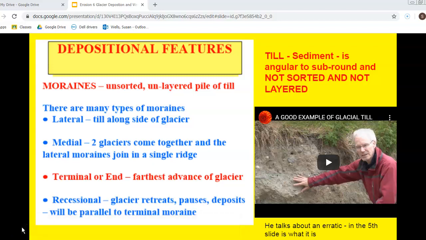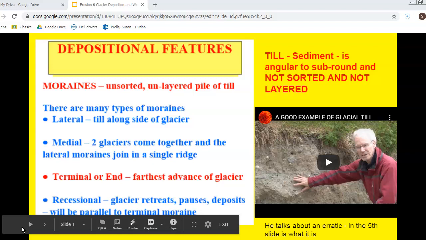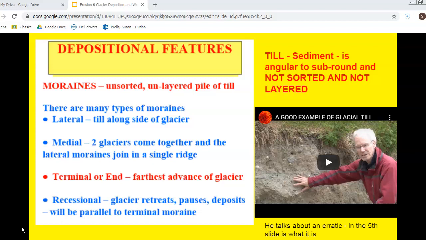We have just finished talking about erosional features of glaciers. Now we're going to talk about a few depositional features, and one that you've already come across is the word moraine. There's a whole bunch of different types of moraine, but all of them are unsorted, unlayered piles of till. And till is just sediment that is sometimes angular, sometimes subrounded, depending on where it is within the glacier.